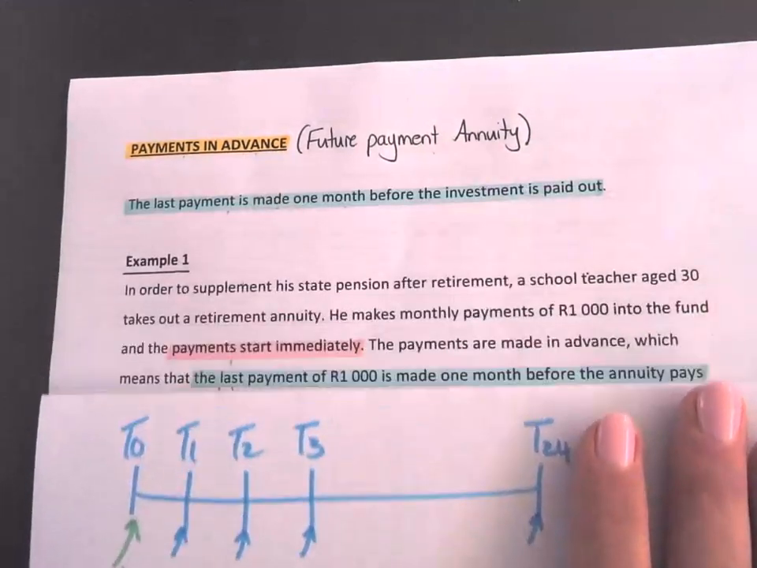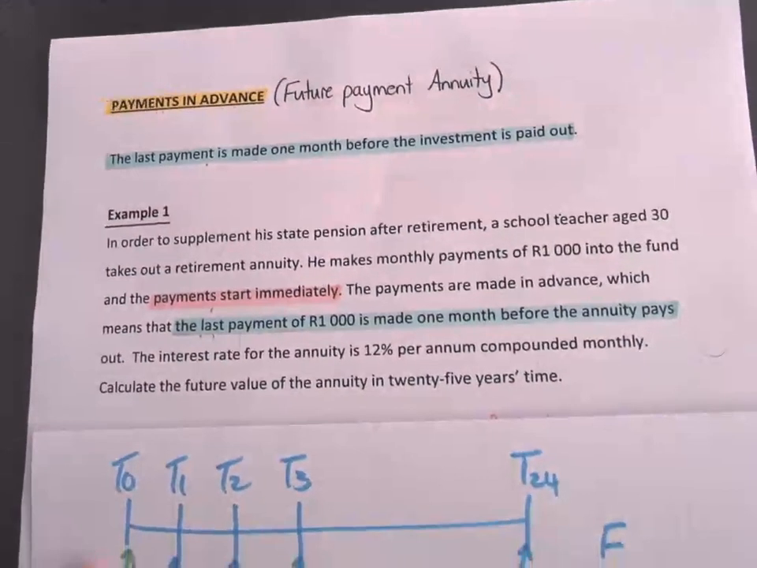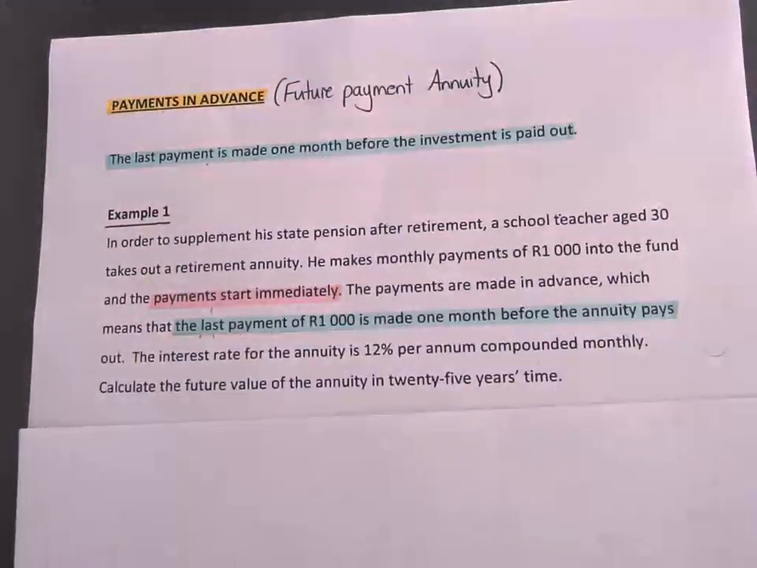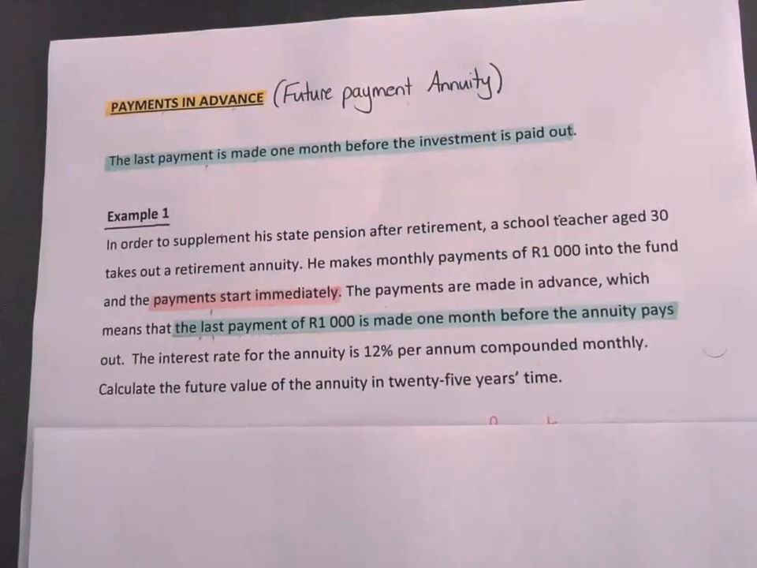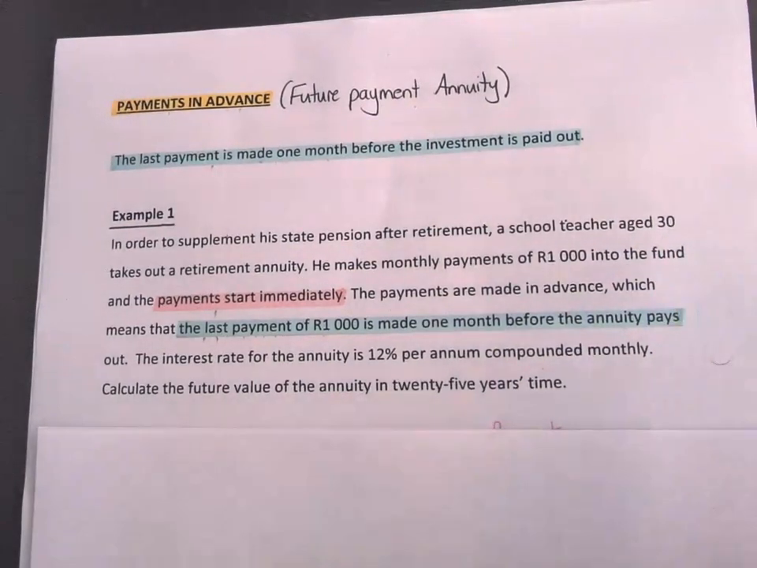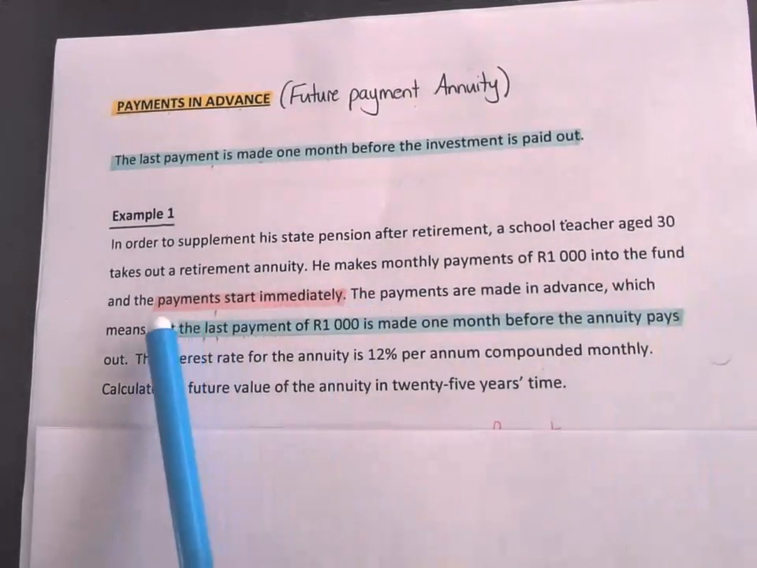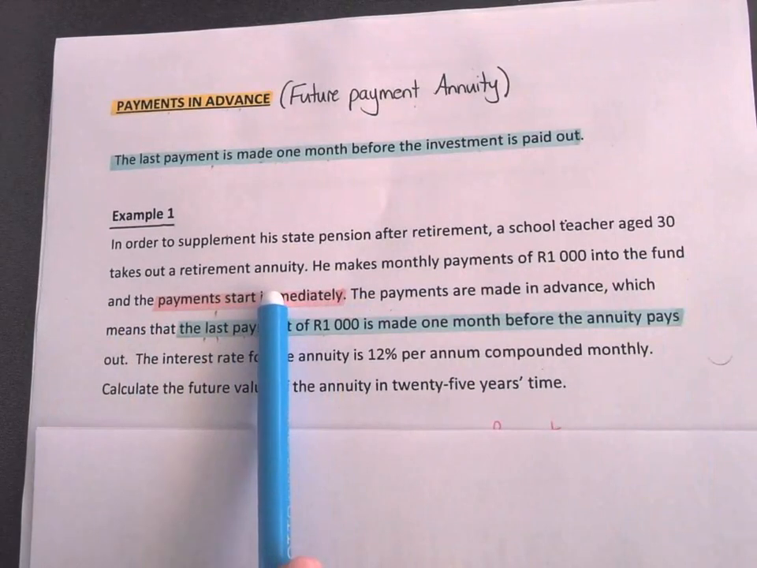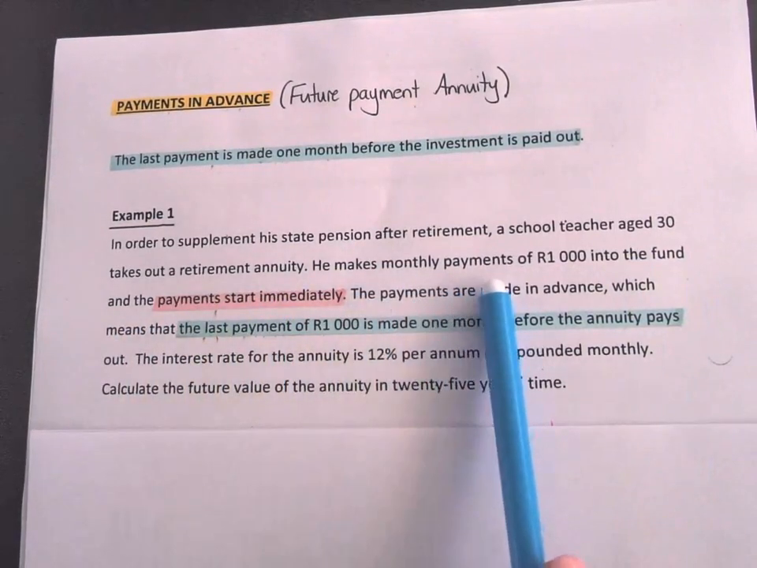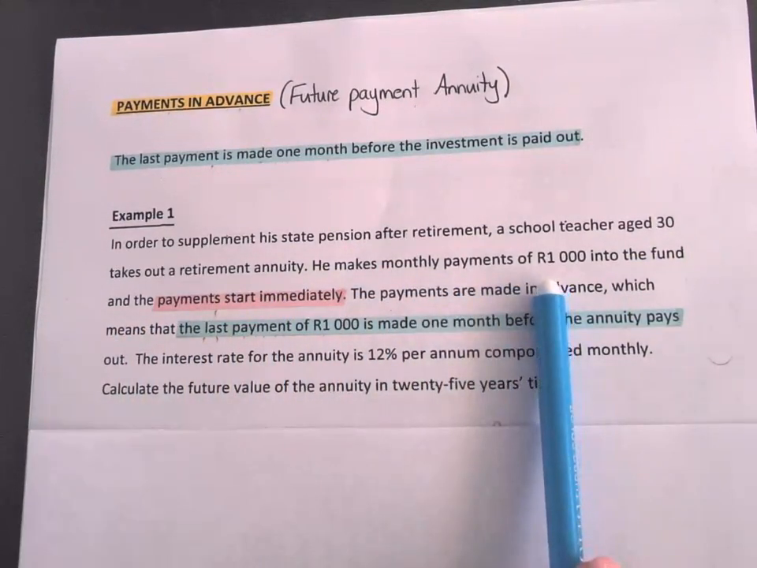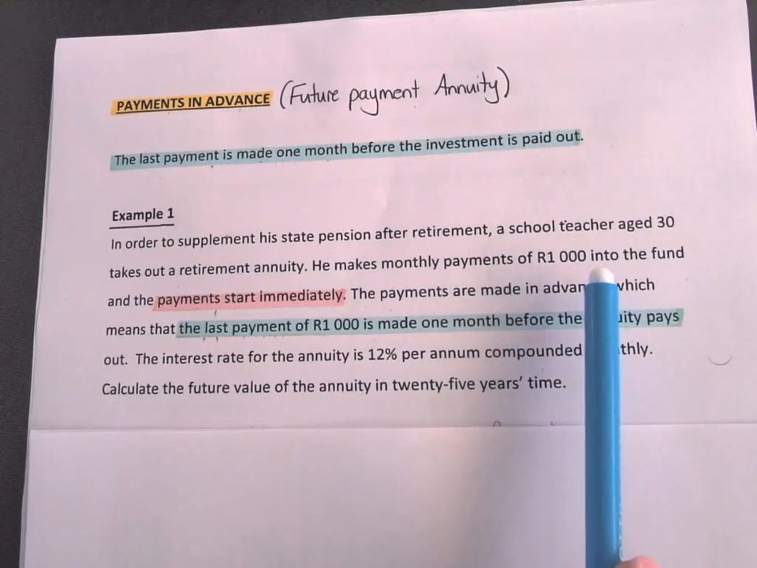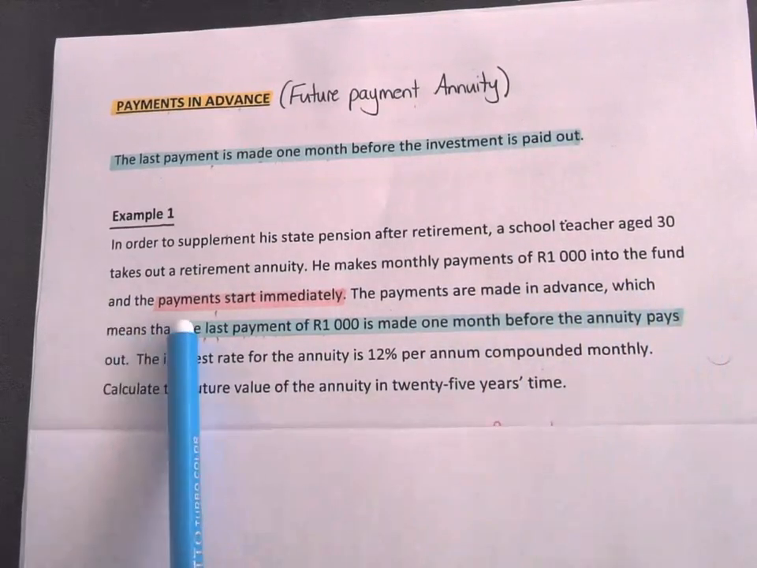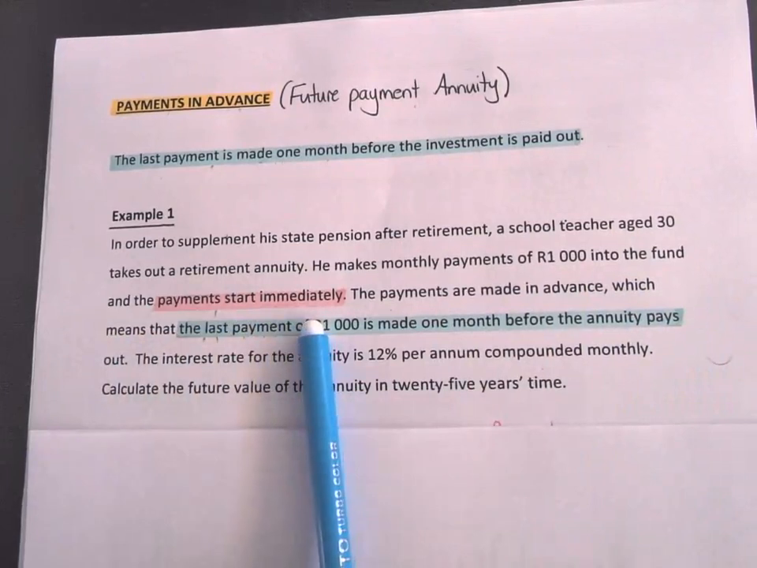Let's look at our first example. In order to supplement his state pension after retirement, the school teacher, aged 30, takes out a retirement annuity. He makes monthly payments of 1,000 rand, so my X is 1,000, into a fund, and the payment starts immediately. What do you know then? N plus 1. N plus 1, and we start at T0.